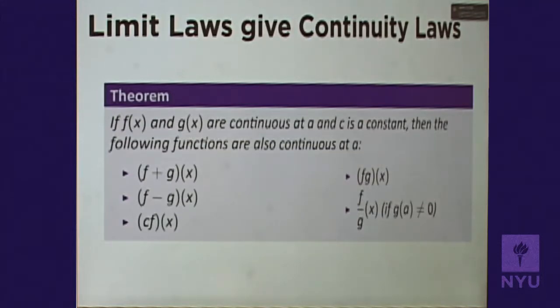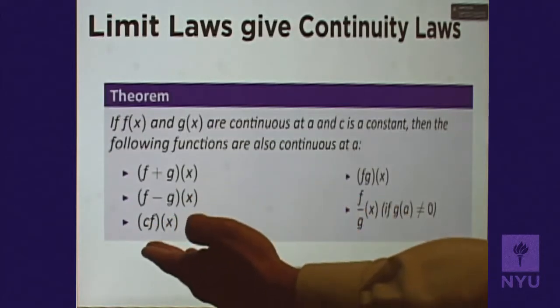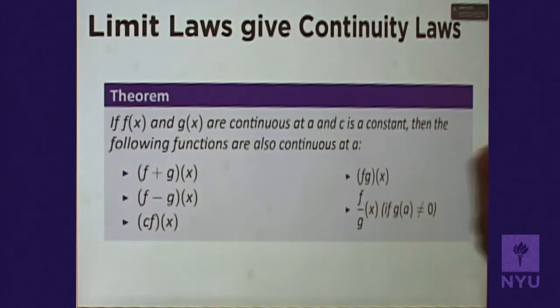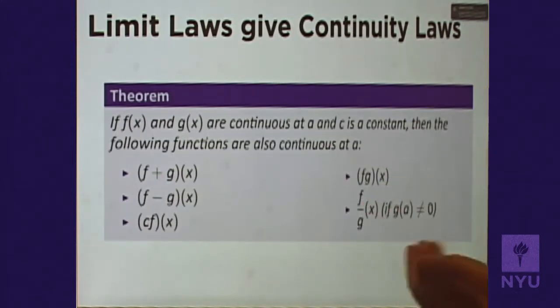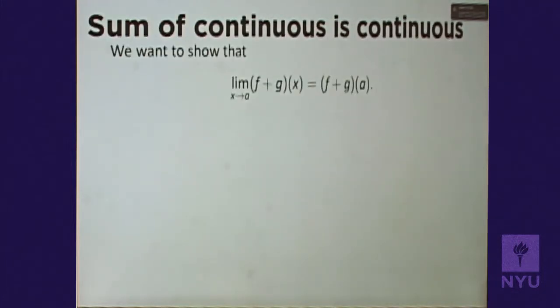The limit of a sum of two functions is the sum of the limits of those two functions. Therefore, if two functions are continuous at a point, then the sum of those two functions will be continuous at that same point. Same thing for differences, f minus g, multiples, a constant times a function, a product of two continuous functions will be continuous, and a quotient of two continuous functions will be continuous, again, as long as we don't try to divide by 0.